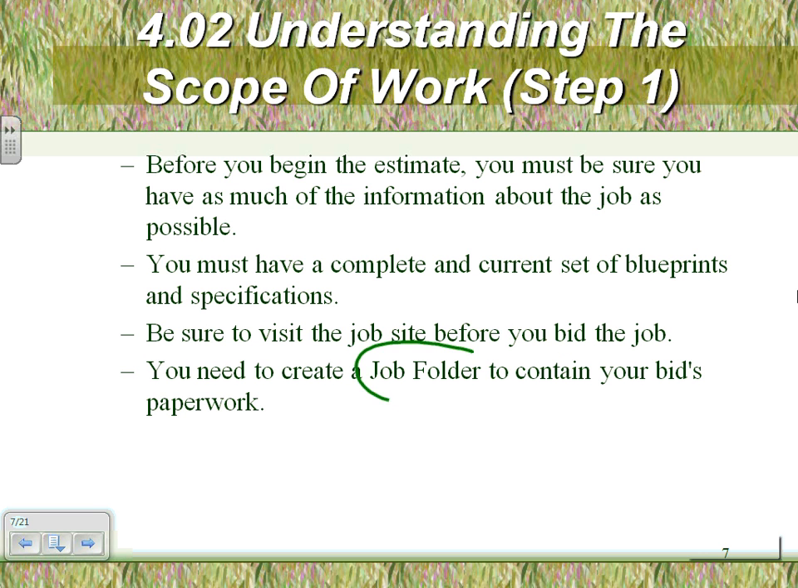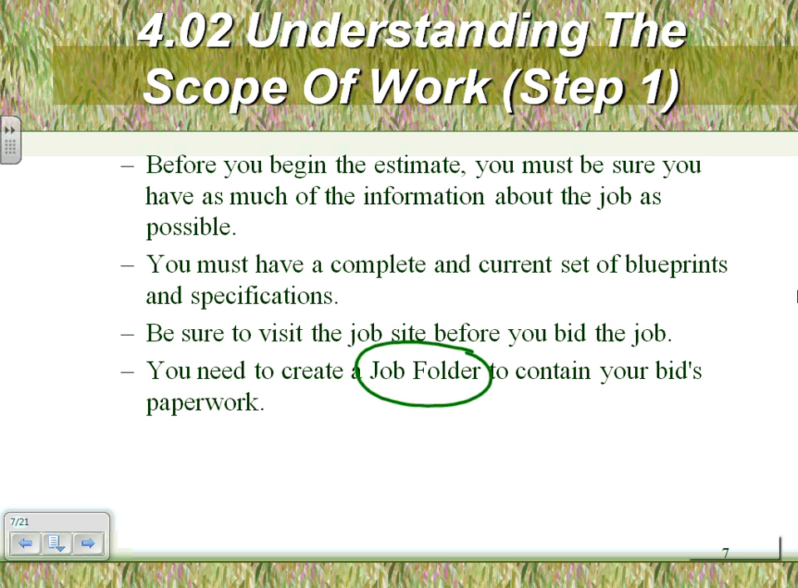A job folder. You guys remember what we talked about, estimator traits? An estimator has to be well organized. You're going to be managing multiple jobs. If you have papers all over your desk and you can't organize things, you're going to get lost. So have a folder. I worked for my mentor for a couple of years. He had binders for every single job that we did. Binder for telecommunication, binders for vendors, binder and a folder for dealing with the customers.